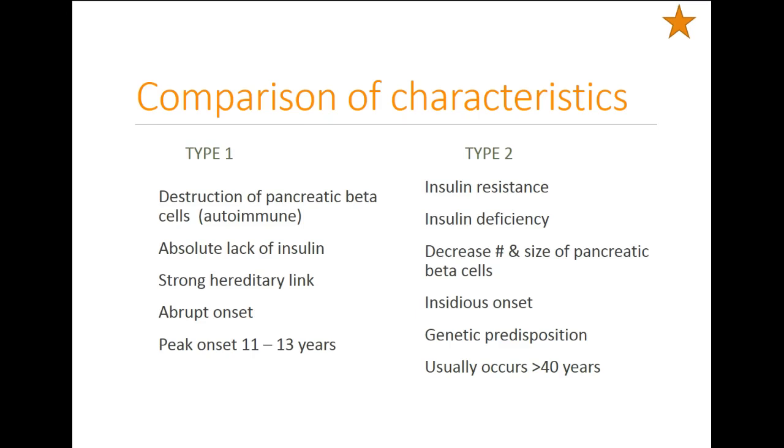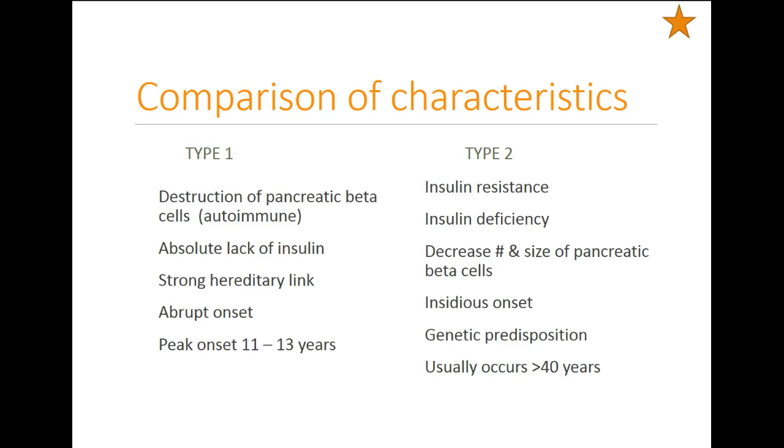So just some comparisons between type 1 and type 2. Again, type 1 typically is autoimmune. There is an absolute lack of insulin. There is a strong hereditary link. There is an abrupt onset, and peak is usually between 12 and 13 years of age. I did go into some examples where there are some exceptions to the norm.